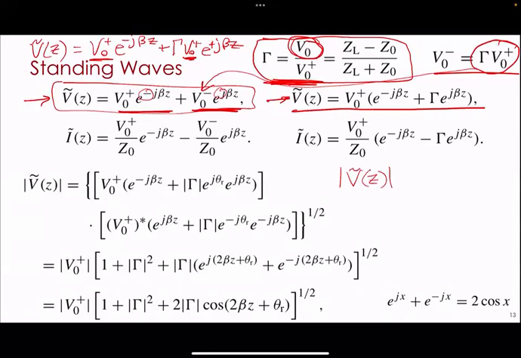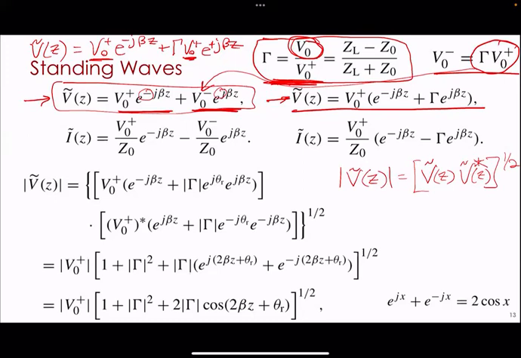Now we know ways to calculate magnitude. If you have a complex number in rectangular form, you can do the real part squared plus the imaginary part squared, and then you take the square root, and that's a magnitude. Another way to calculate magnitude is to take V at Z, multiply it by V at Z complex conjugate, and then take the square root of it. That's another equivalent way to calculate a magnitude.